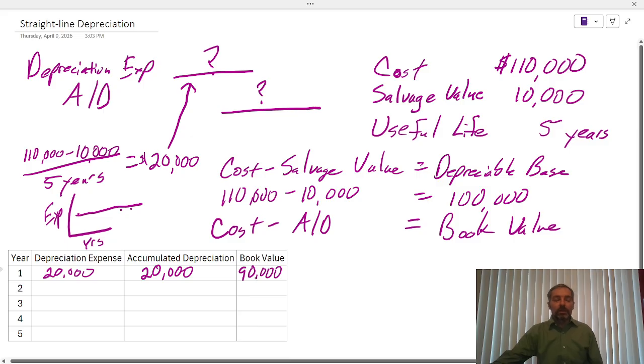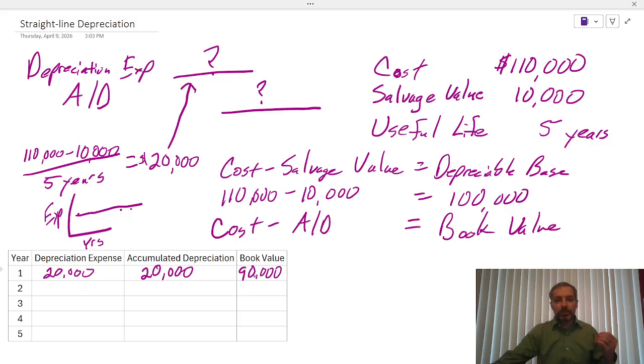One of the most common mistakes that I see when calculating book value is people will take the depreciable base minus the accumulated depreciation. So they would go 100,000 minus 20,000 is 80,000. Book value is cost minus accumulated depreciation. So we don't look at the depreciable base, we look at the cost.